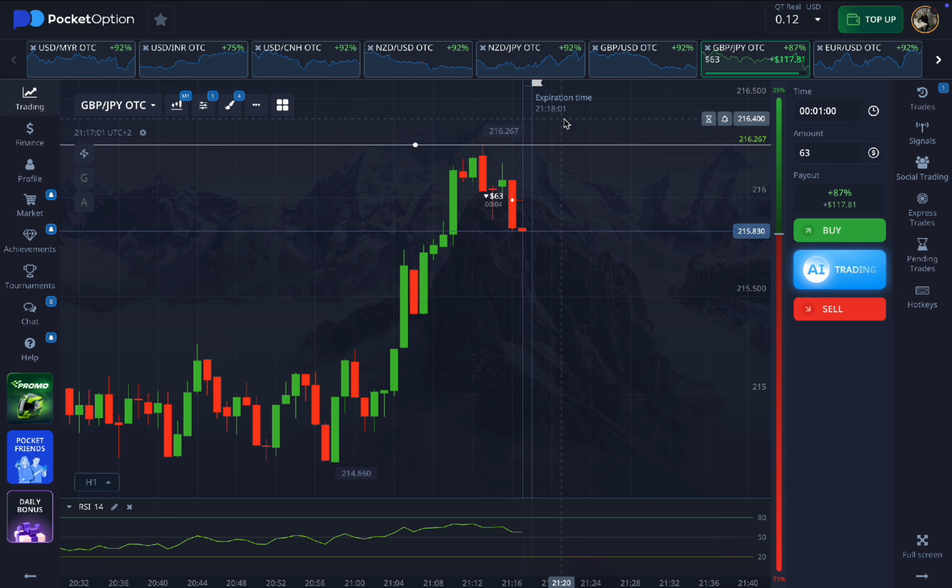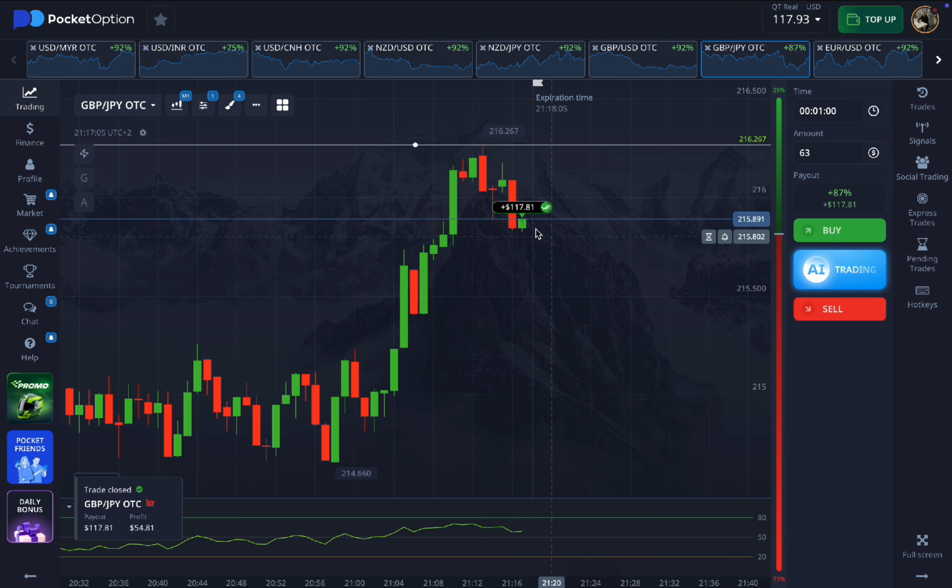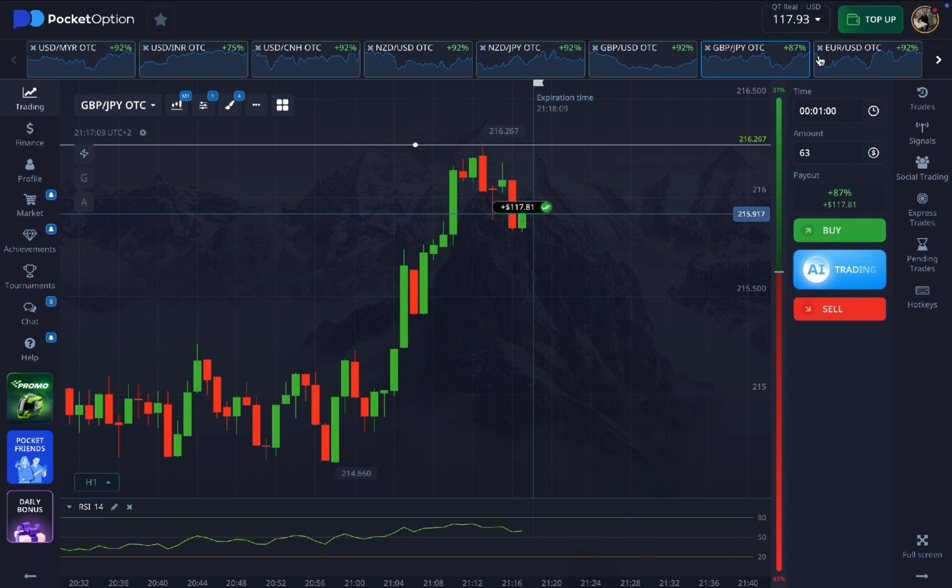So we see that there are just a few seconds left until the trade closes, and the trade closed in profit. Excellent. The balance is $117.93. So dear friends, we have grown the deposit from $10 to $100.